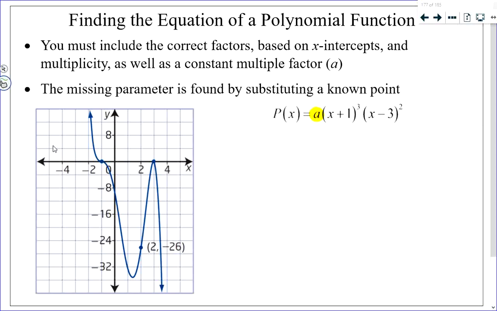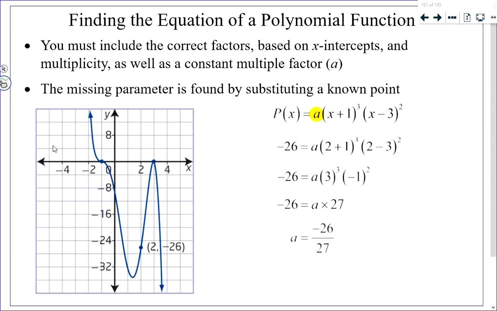Since this graph passes through 2, -26, when x is 2, y is -26, so I replace x with 2 and y with -26. I simplify that. 2 plus 1 is 3. 3 cubed is 27. -1 squared will give me 1. I'm saying -1 because 2 minus 3 is -1. So I end up with this. I end up with 27 times a equals -26. So a is -26 over 27.